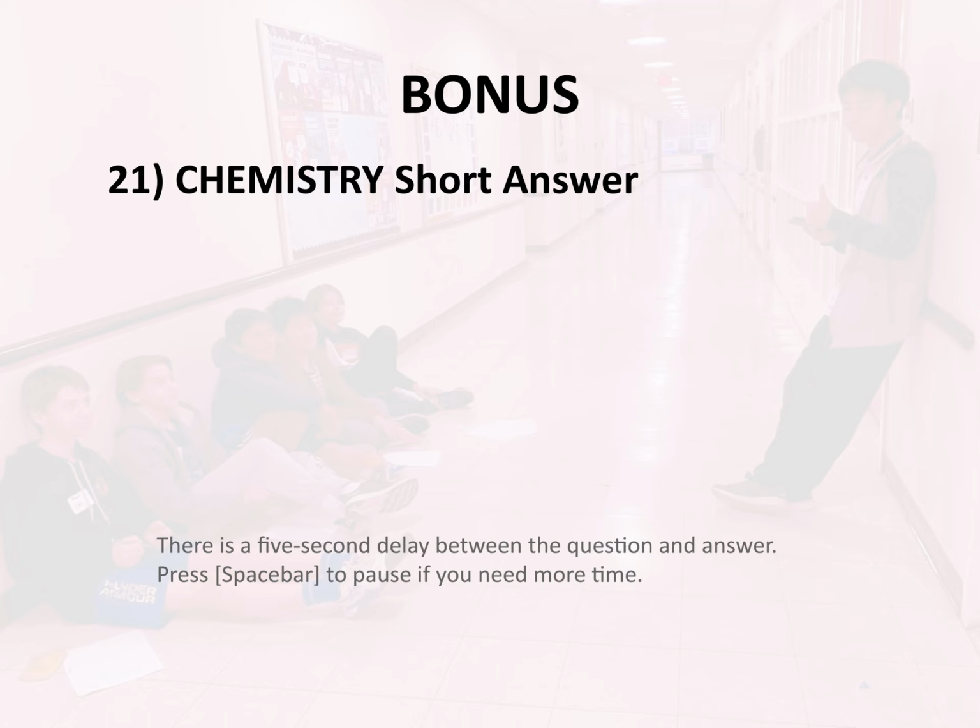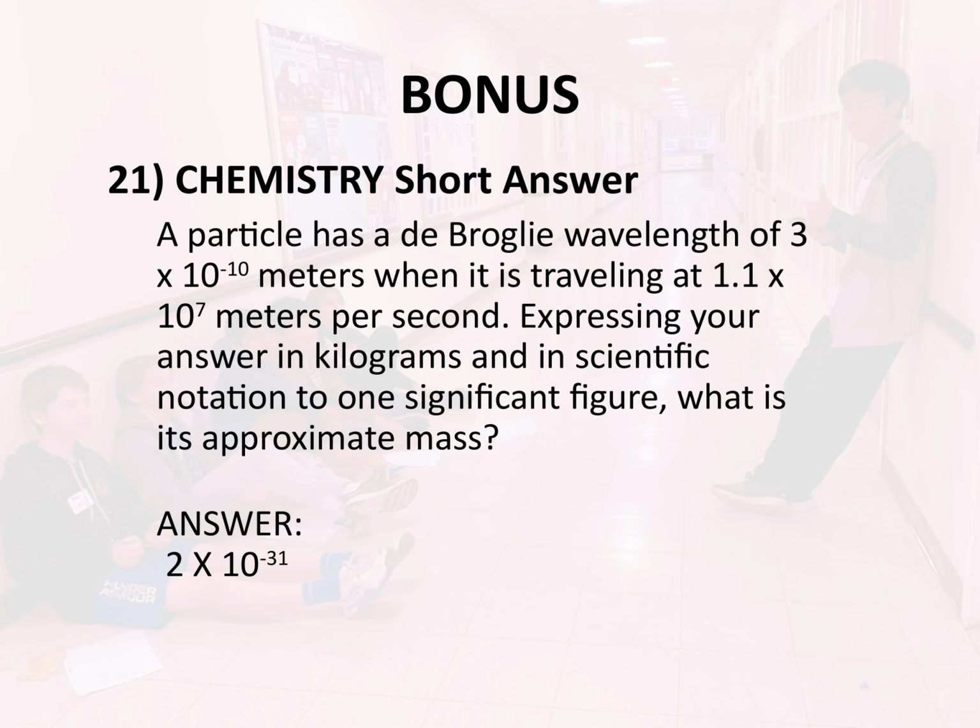Bonus 21. Chemistry. Short answer. A particle has a de Broglie wavelength of 3 × 10⁻³⁴ meters when it is traveling at 1.1 × 10⁻⁷ meters per second. Expressing your answer in kilograms and in scientific notation to one significant figure, what is its approximate mass? Answer: 2 × 10⁻³¹.